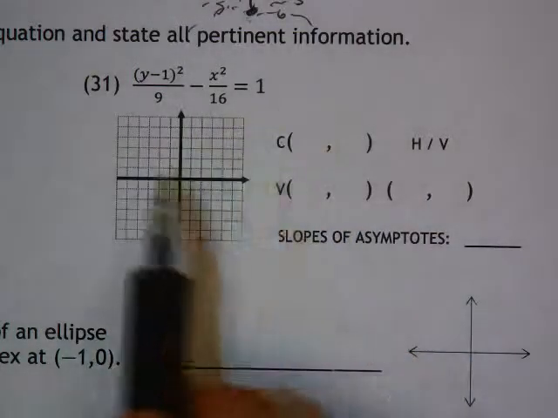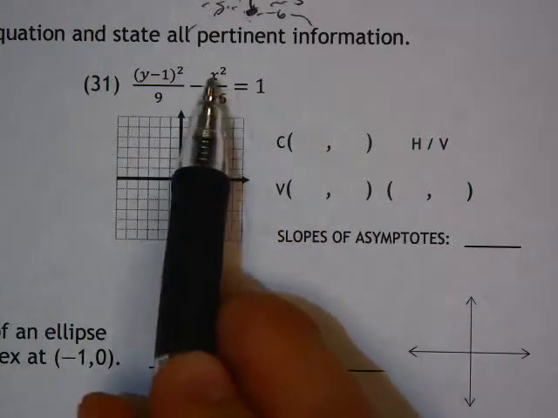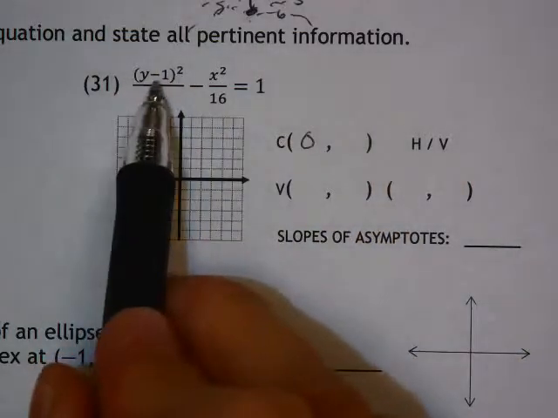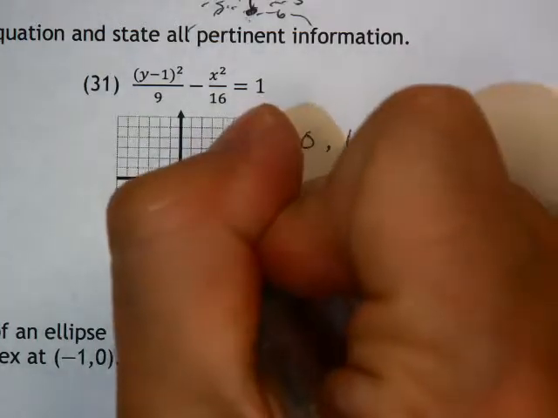So we'll start by finding the center. The x-coordinate comes from this x, and since there's no parentheses, that x-coordinate will be 0. The y-coordinate comes from these parentheses. The opposite of minus 1 is positive 1. So our center is going to be at 0 and positive 1 right there.